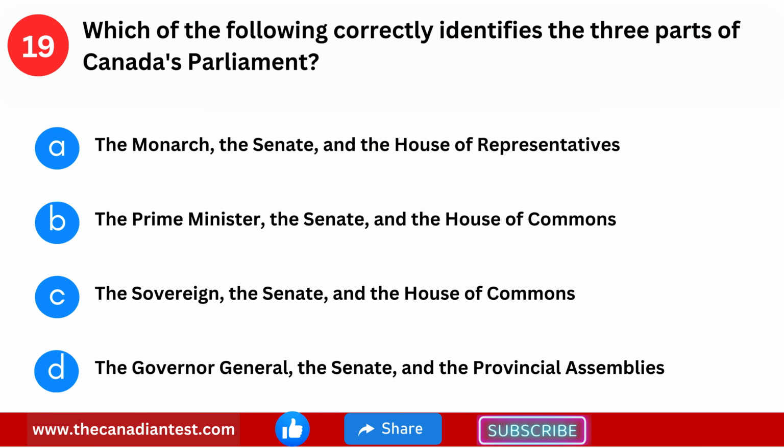Which of the following correctly identifies the three parts of Canada's Parliament? Option A, the monarch, the Senate, and the House of Representatives. Option B, the Prime Minister, the Senate, and the House of Commons. Option C, the Sovereign, the Senate, and the House of Commons. Option D, the Governor-General, the Senate, and the Provincial Assemblies.